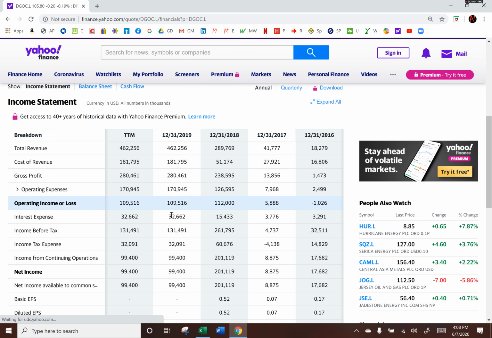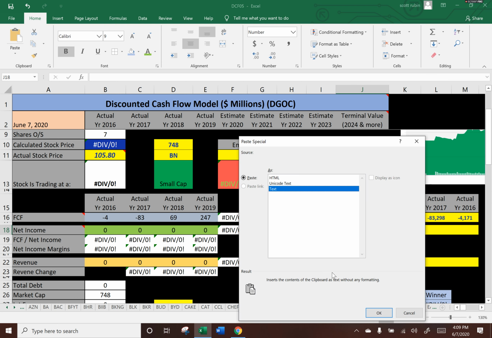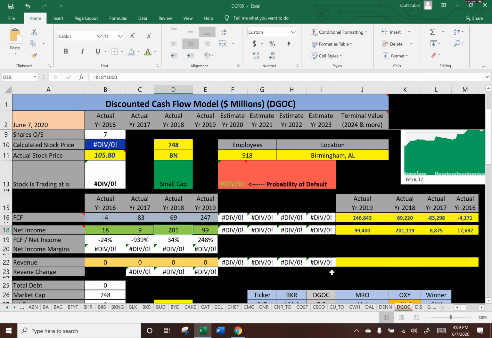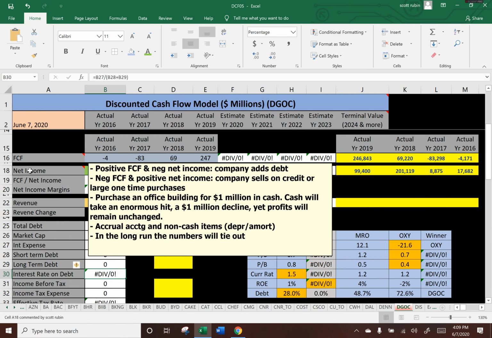Let's look at the income statement. And we need the net income. That's the profit or loss for a given year. And you can see the net income is all positive, yet the free cash flow is negative for 2 years. So you could have a negative free cash flow and a positive net income if you're selling a lot of products on credit. That means you're booking the income, so it's adding to your revenue, but you didn't receive any cash yet.